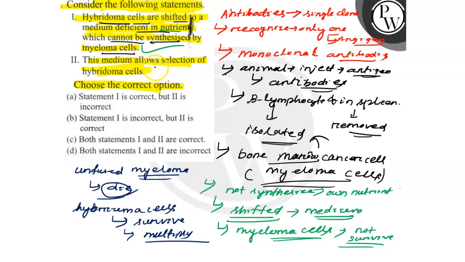So this medium allows the selection of the hybridoma, because the unfused myeloma cells die and we select the hybridoma cells only. So this is also a correct statement. Both statements are correct, so option C is our correct answer. Both statements 1 and 2 are correct, and statement 2 correctly explains the first statement.